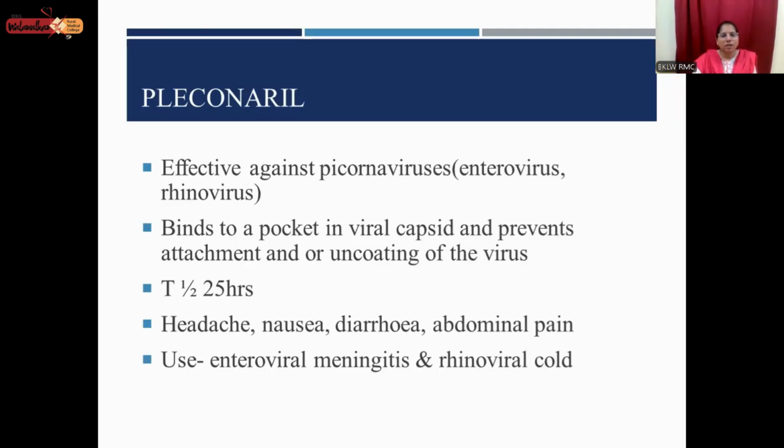Pleconaril is effective against picornavirus, enterovirus, and rhinovirus. It binds to the pocket of the viral capsid and prevents attachment and uncoating of viruses. Its half-life is 25 hours, and it is used in enteroviral meningitis or rhinoviral cold. Its adverse effects are nausea, diarrhea, and to some extent headache and abdominal pain.